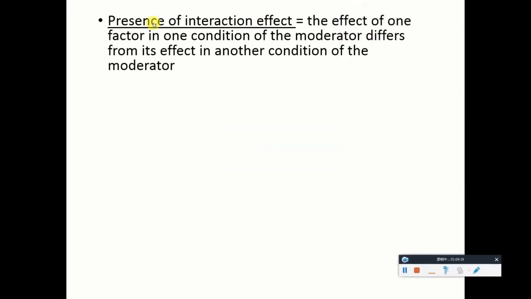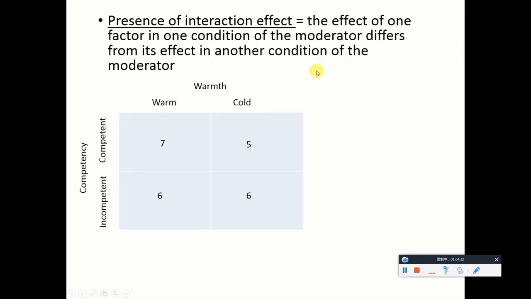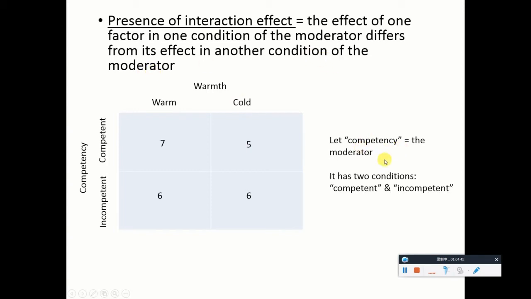So let's now dissect the sentence in relation to that design. Presence of the interaction effect: the effect of one factor in one condition of the moderator differs from its effect in another condition of the moderator. So now let competency be the moderator, right? It has 2 conditions, competent, incompetent. Okay?